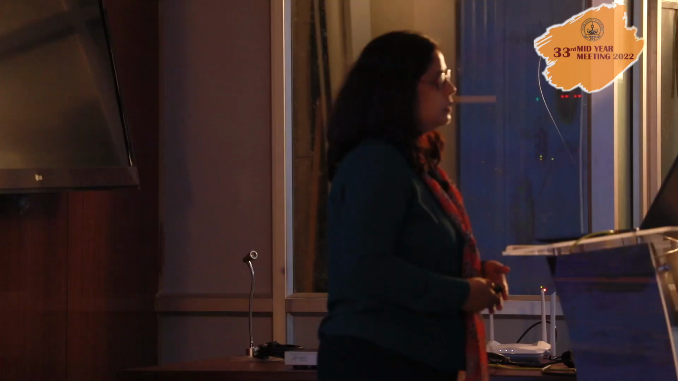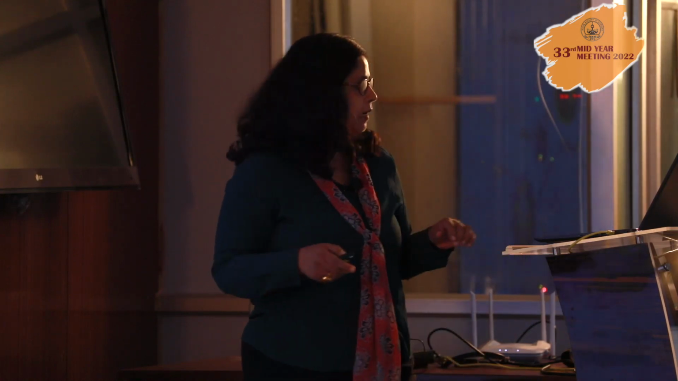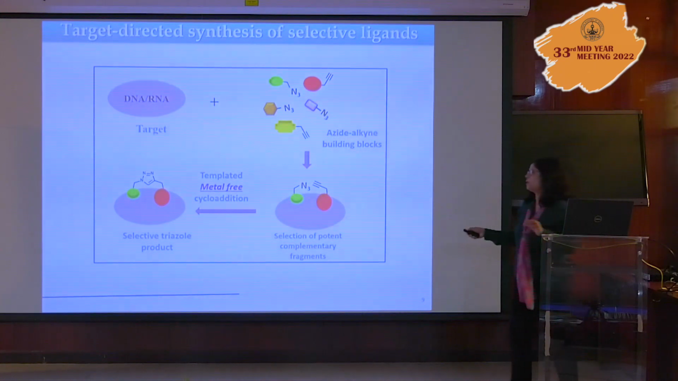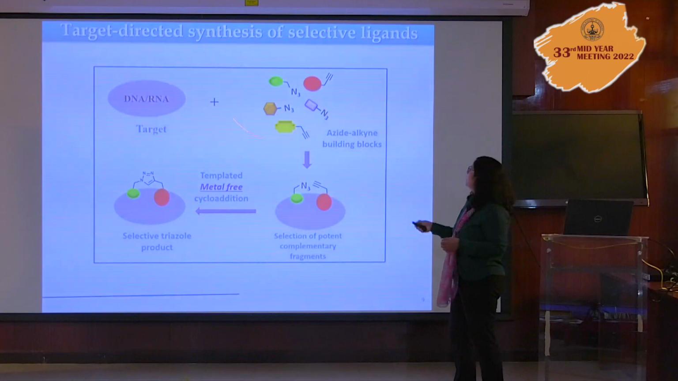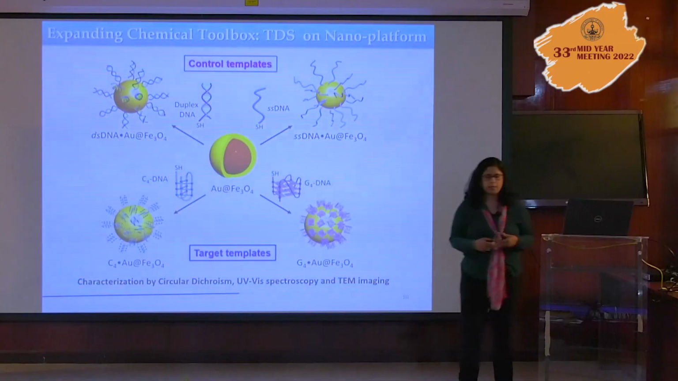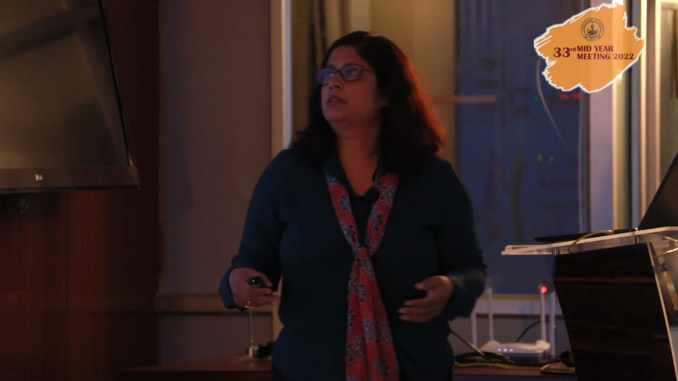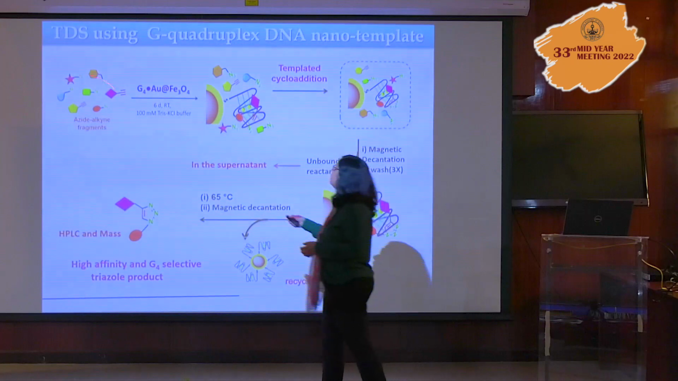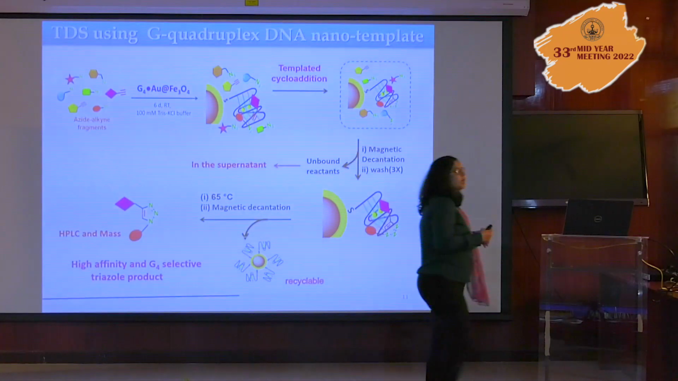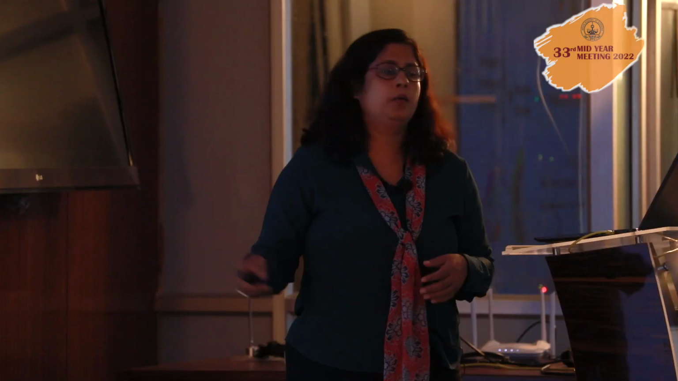Our idea was that these DNA nanotemplates would accelerate the rate of the chemical reaction that we have just seen, by providing a large surface area with a large number of localized DNA templates. Moreover, the DNA nanotemplates could be easily recovered and reused for subsequent reactions. We synthesized a pool of alkyne and azide fragments and then incubated the mixture with the quadruplex nanotemplate.